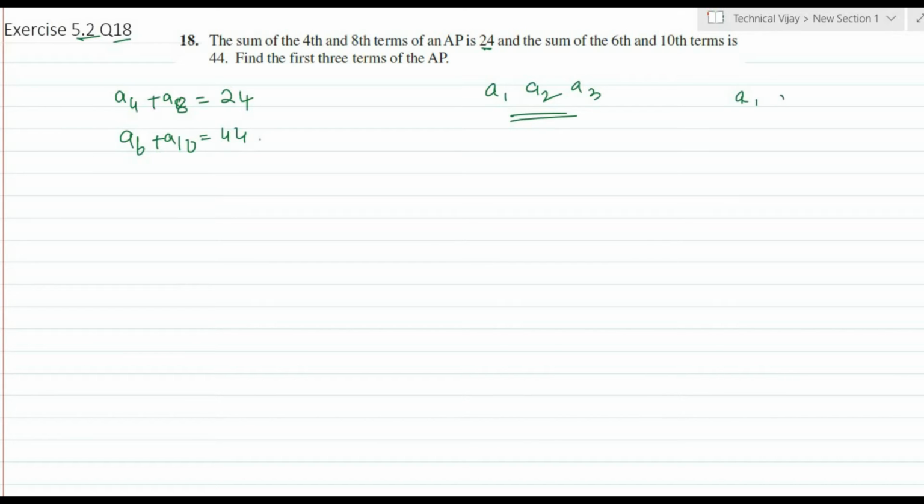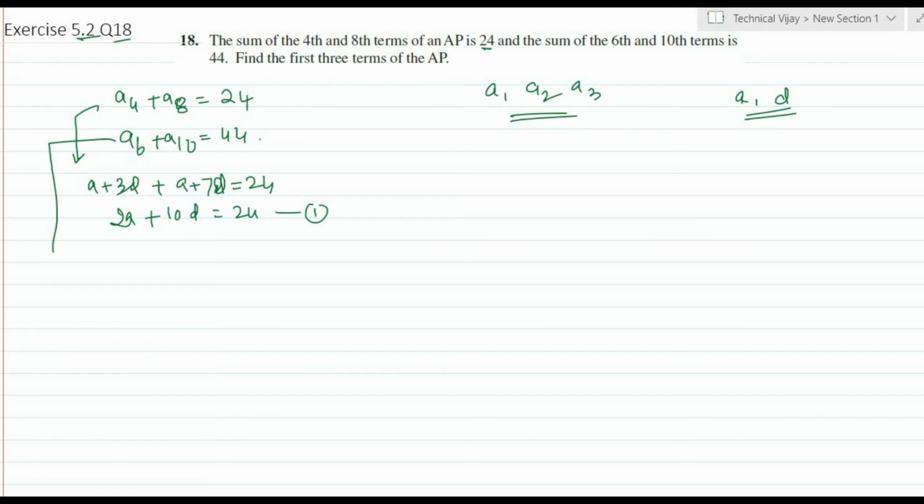We want A and we want D. So for calculating, we can solve these 2 equations. So here we will consider this one. A4 can be written as A plus 3D, plus A8 can be written as A plus 7D, is equal to 24. Okay. So here 2A plus 7 plus 3, 10D is equal to 24. This is one equation.